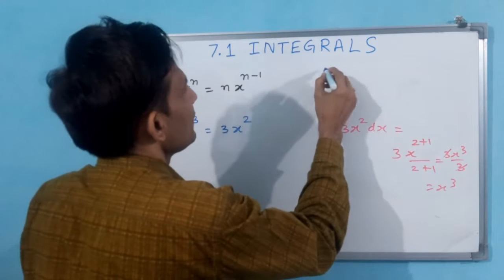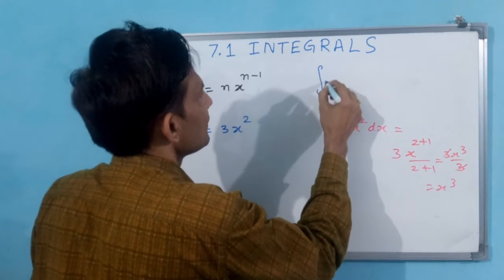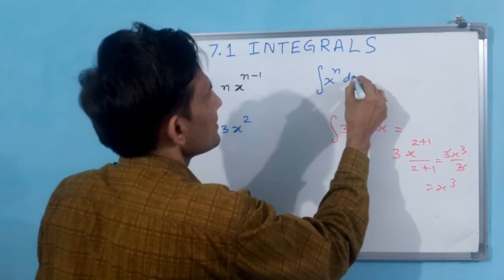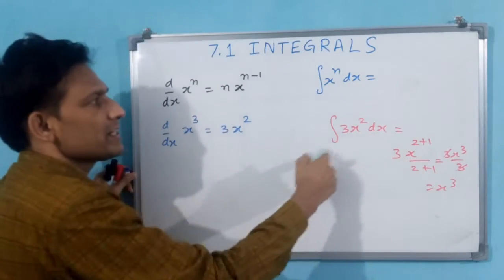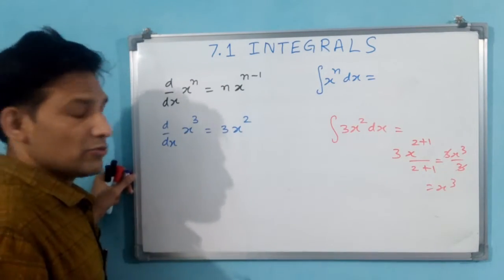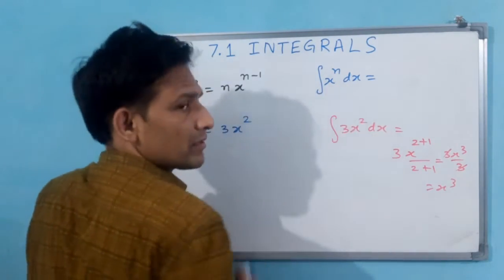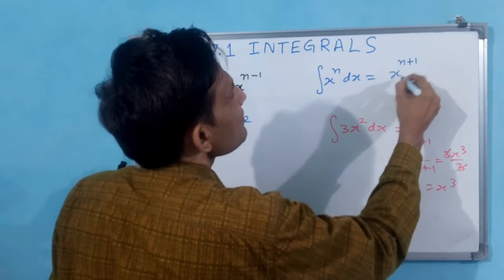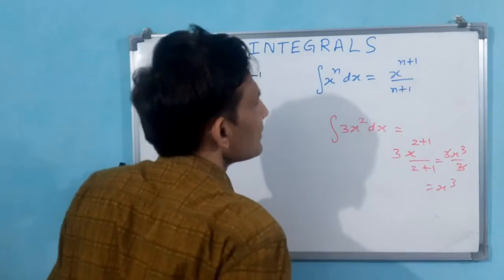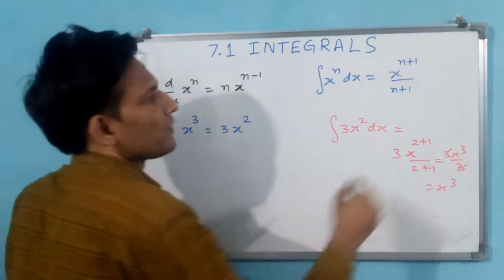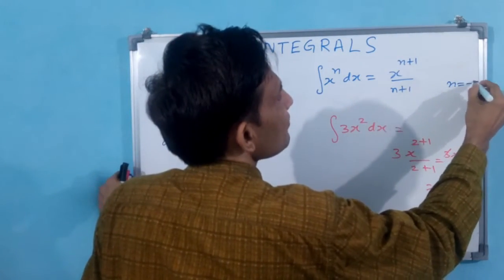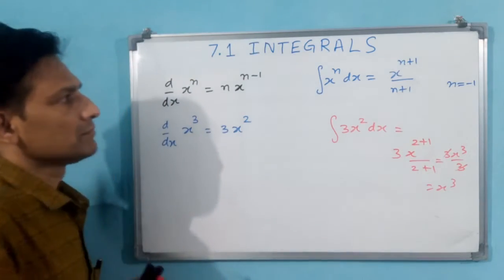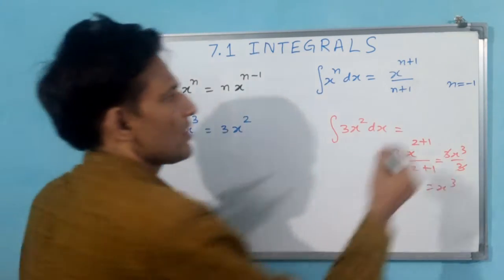If I want to write like this, then what will be the formula? See here. Integral x power n dx is equal to, see, this integral symbol and dx are a must. You understand? Is equal to x power n plus 1 by n plus 1, where n is not equal to minus 1.